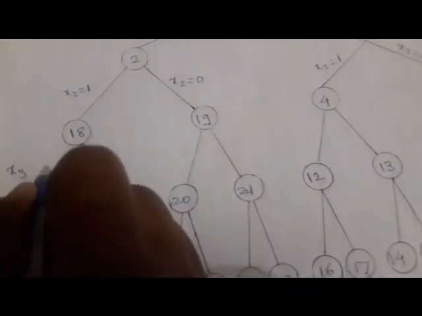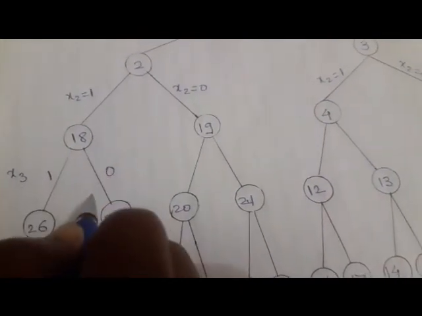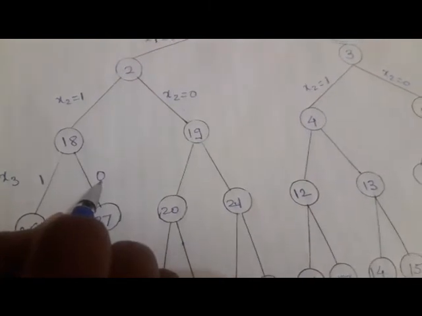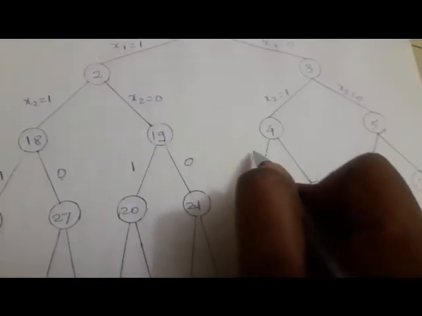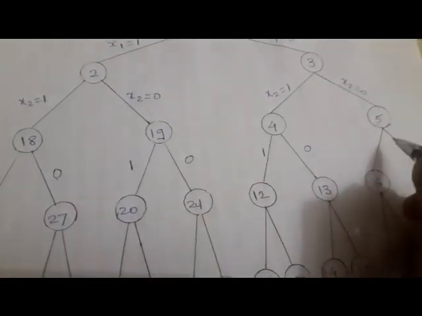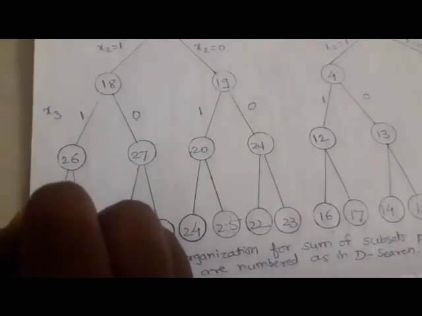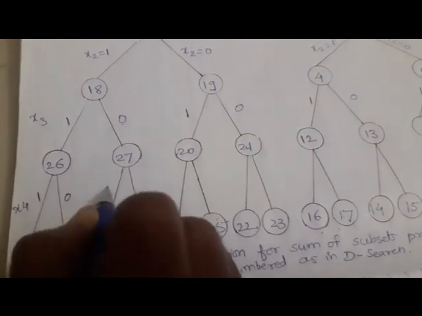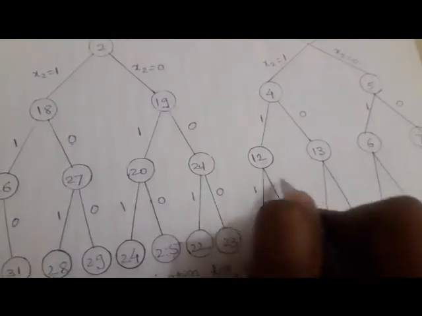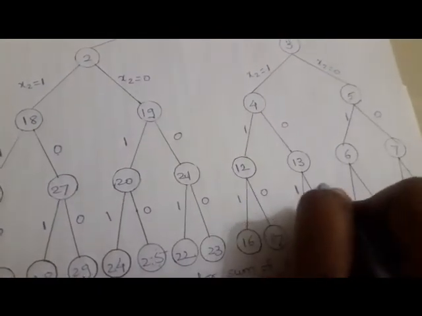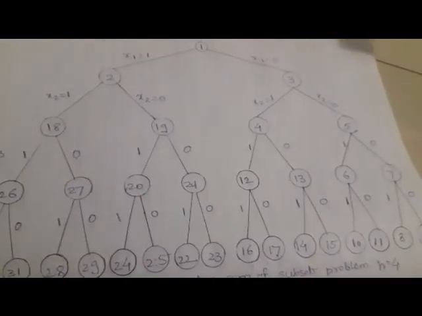So here we write 1, it means x3 is included. Here we write 0, it means x3 is not included. So again x3 is included, x3 is not included, x3 included, x3 is not included. Now for x4, x4 is included, x4 is not included, included, not included. In the same fashion we can write for the left child as a 1 and for the right child we write 0 in this way.